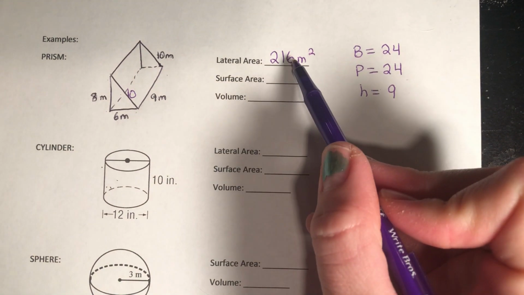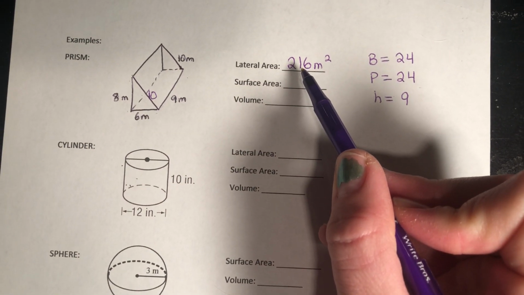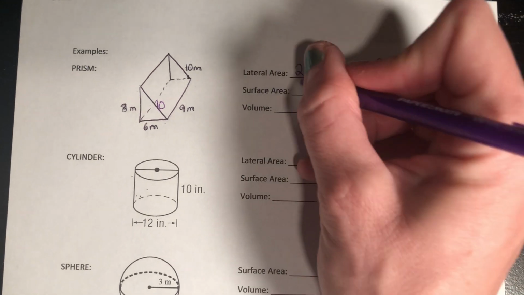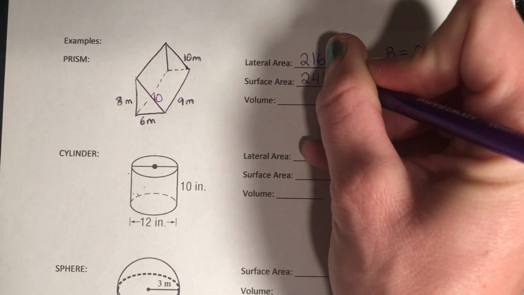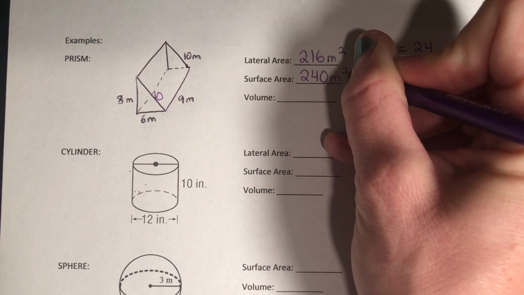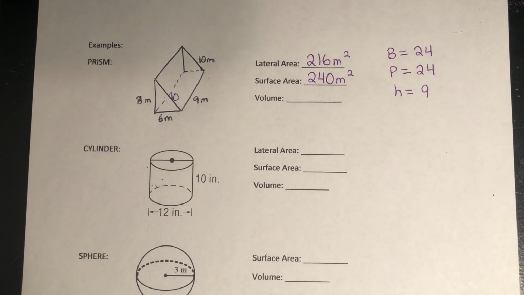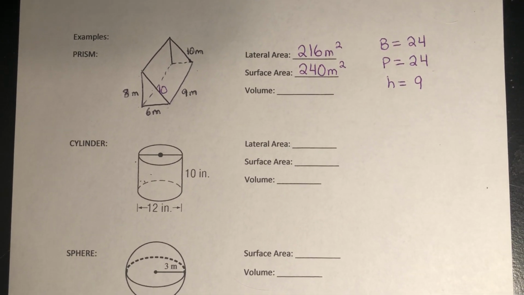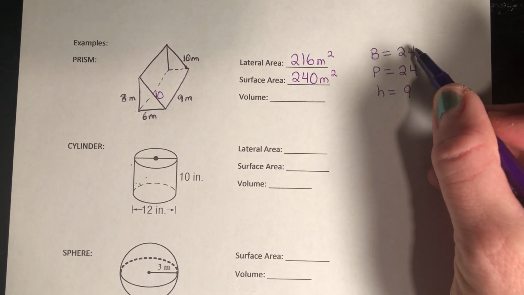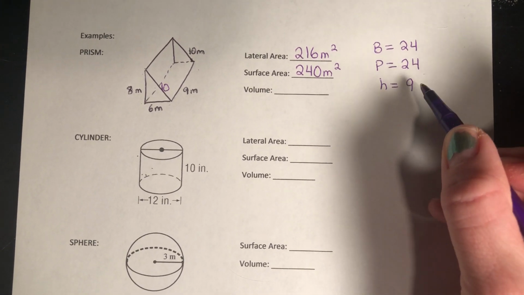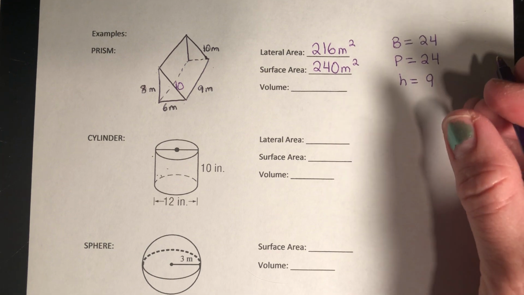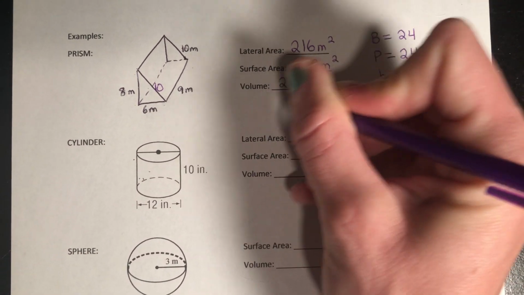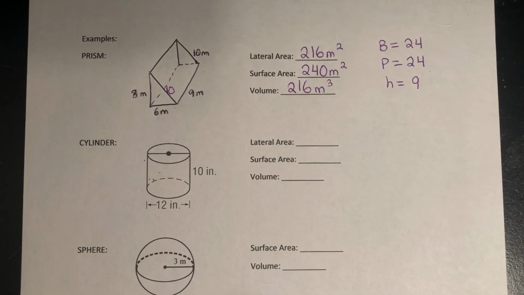Surface area is the lateral area plus 2 times the base, 2 times 24, which is going to be equal to 240 meters squared. All right, lastly, our volume. Again, I am just plugging and chugging here. Our volume is going to be equal to the area of the base, 24, multiplied by the height, 9. In this example, it just so happens to be the same as the lateral area, but volume is meters cubed.